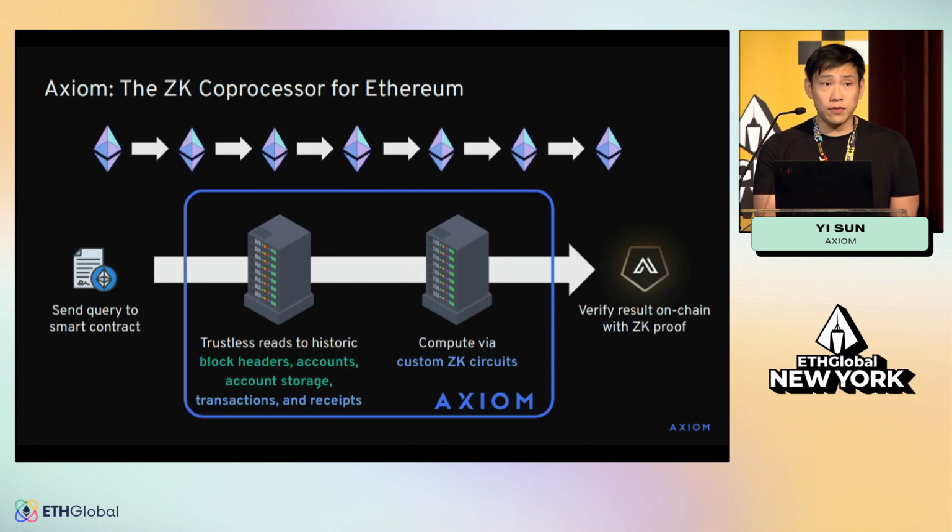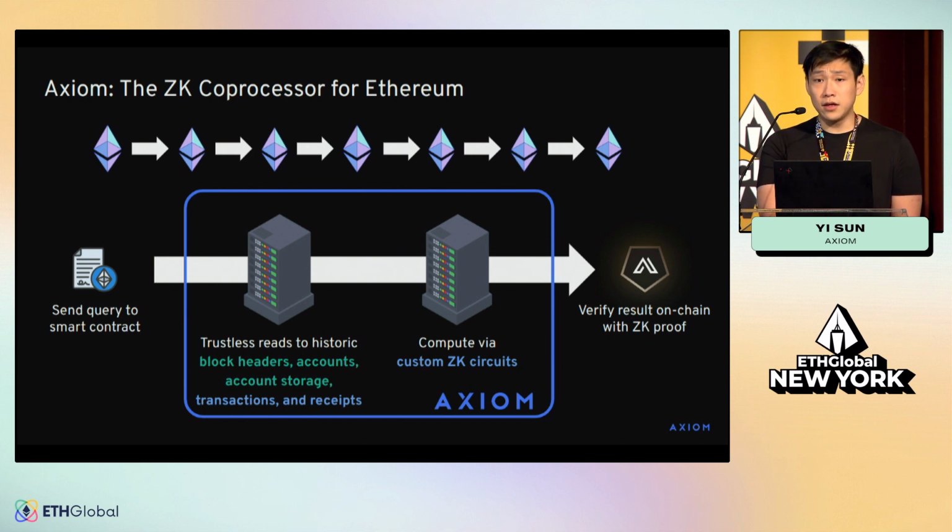And so we've wrapped this up into what we're calling a ZK coprocessor for Ethereum. The flow of using it is that you send a query to our smart contract. We provide trustless reads to any block header, any account, or any contract storage variable in the history of Ethereum. And we're also adding transactions and receipts in our V2, which we're previewing at ETHGlobal.